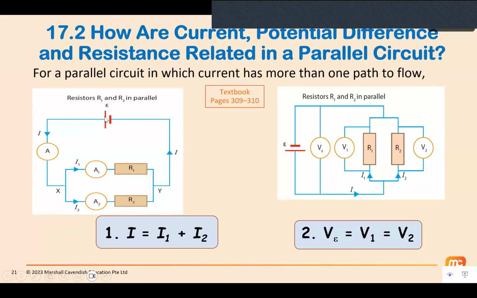So if there is more than one path, the current will flow out of the battery, and at this junction X, the current will split up. So when the current splits, the voltage remains the same. So I equals I1 plus I2. And for parallel circuits, because the current splits, the voltage will be the same. So if my battery is 10 volts, then across R1 will be 10 volts, and across R2 will be 10 volts. Even if I put 10 more resistors in parallel, the voltage across each will all be 10 volts, irrespective of the number of resistors in parallel. The voltage will always be the same.